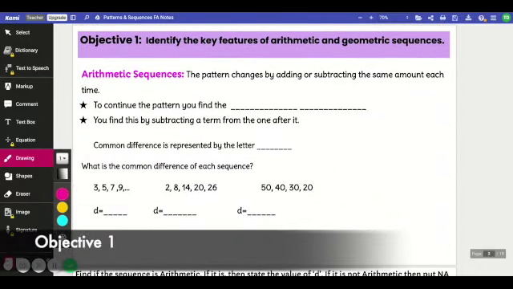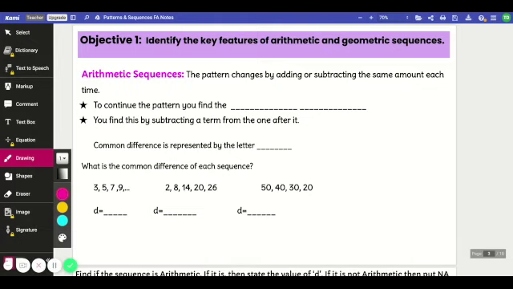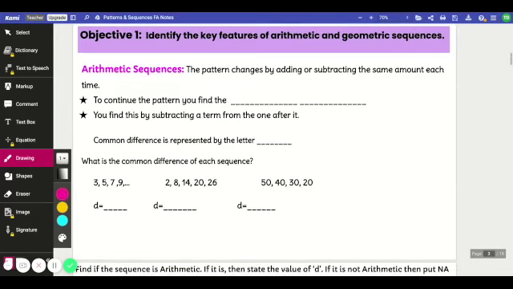Let's look at objective 1. This is about identifying the key features of arithmetic and geometric sequences. The pattern changes in arithmetic sequences by adding or subtracting the same amount each time, which is what we went over in the vocabulary. So to continue the pattern, you are finding our vocabulary word for that, the common difference.